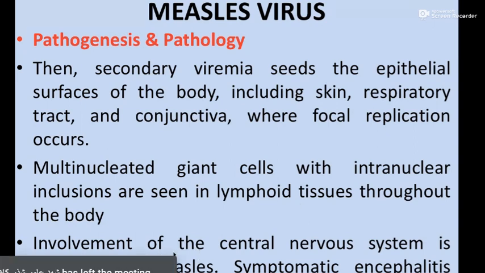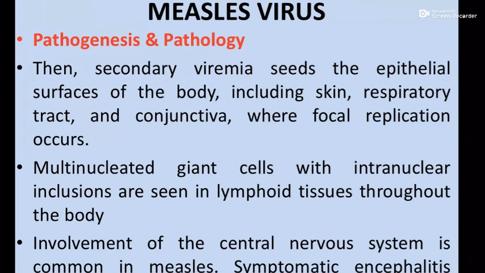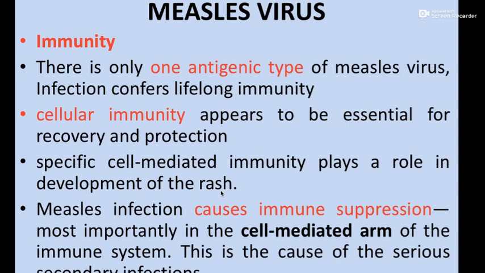Involvement of the CNS is common. Measles may cause encephalitis in about 1 in 1,000. The receptors for measles could also be in the brain, causing encephalitis, not meningitis, which is a deadly disease. Immunity: there is only one antigenic type, so when there is infection there will be lifelong immunity.